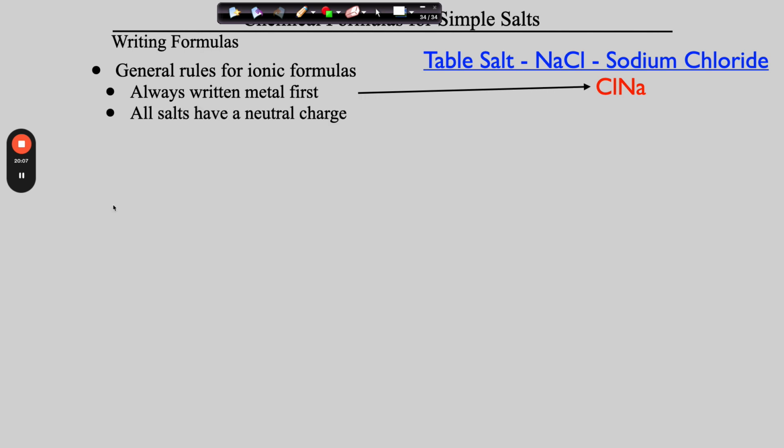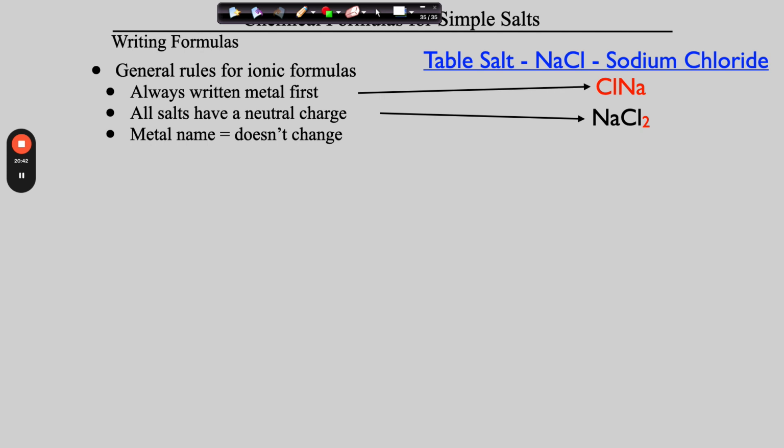Rule number 2 is this: salts always have a neutral charge. Now guys, how do we know that that's true? Because you ain't never seen table salt NaCl2. The idea is this: if you look up the charges for sodium and chloride, sodium is +1, chlorine is -1. You don't need 2 of them to balance the charges. So guys, that's why salt is 1 Na and 1 Cl. We're just balancing the charges.